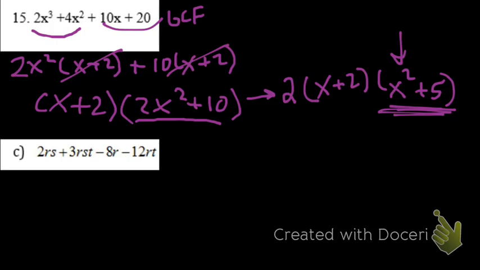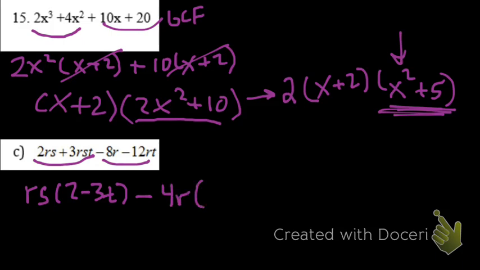Alright, another 4-term polynomial here. We could try to factor by grouping. So in these two terms, we could pull out an RS, and we're left with 2 plus 3t. And then, since both terms are negative here, we could pull out a negative 1, and they're both divisible by 4 and r, so you can pull out a 4r, and you'll be left with a 2 here, because negative 4r times 2 is negative 8r, and then we'd be left with a plus, because a negative times a positive gives us a negative, a plus 3t.